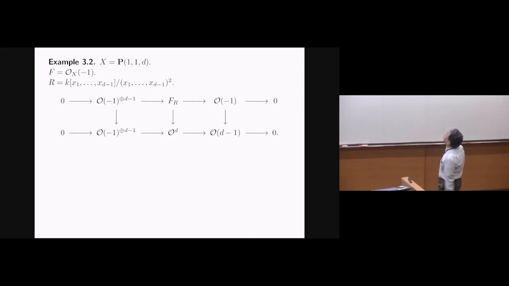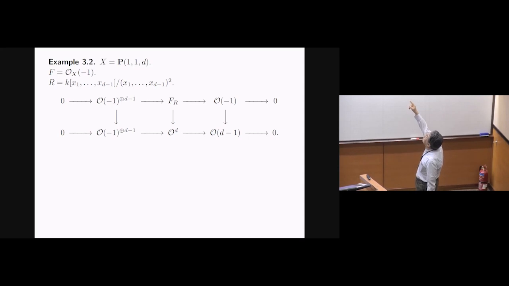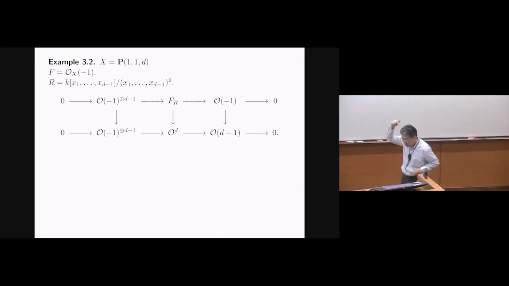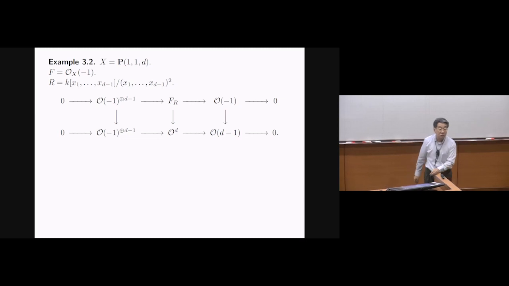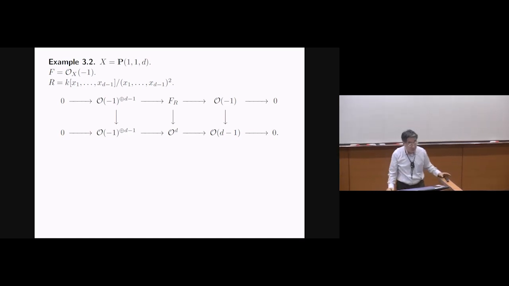And then pull back this exact sequence by minus d. Minus d is a curve at infinity. And this is a so-called elementary transformation of a locally free sheaf. And then you get another locally free sheaf, which is F_R. This is a versal deformation.